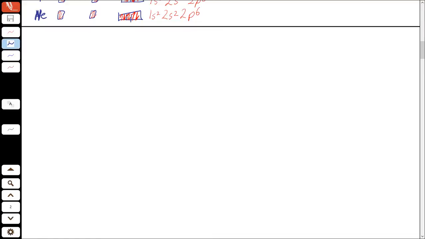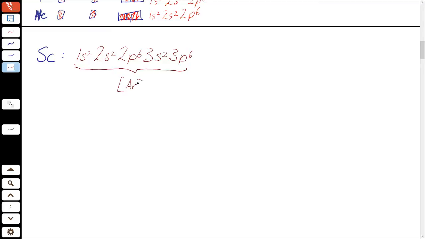Once we get to, let's say, scandium, Sc, we're writing our configuration. Let's go all the way from the beginning without using the shorthand, just to practice. So we go 1s2, 2s2, 2p6, 3s2, 3p6. So that's what we would call argon in brackets, because that's the electron configuration of argon.